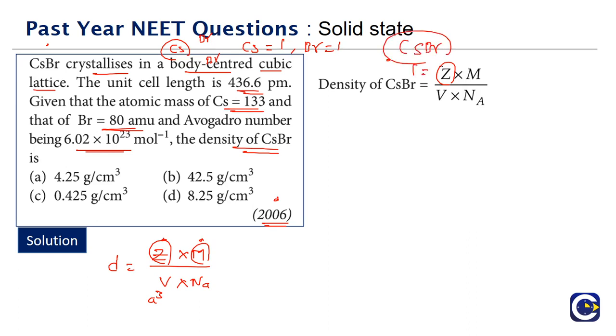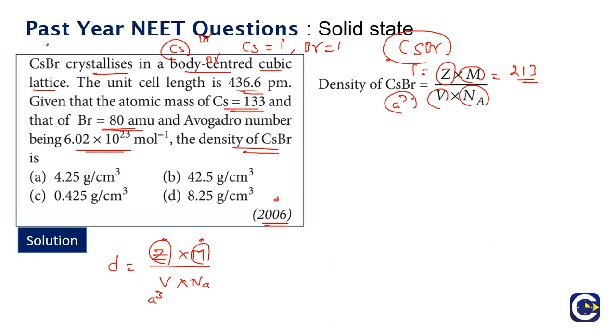So Z will be equal to what? 1. And molar mass here will be equal to what? The molar mass of cesium bromide, which is 133 plus 80, it will be equal to what? 213. And V will be volume, and N is the Avogadro number. Volume will be equal to what? Same, A cube, because it is after all a cubic cell.